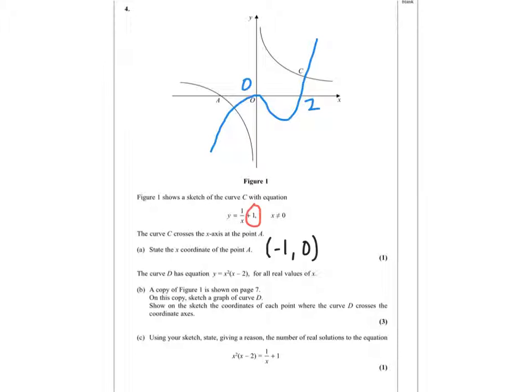It says copy figure 1 on there, and show the sketch coordinates where the curve D crosses the coordinate axis. Well, 2. There you go. Right, using your sketch, state and give reasons for the number of real solutions for that. Well, how many times do the graphs cross? That's basically what it's asking you.